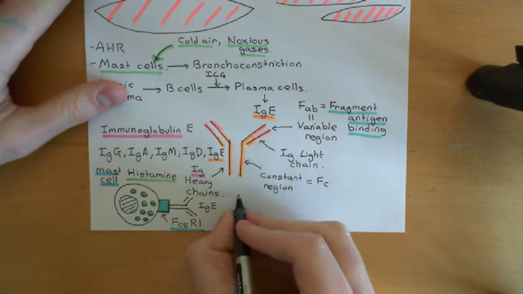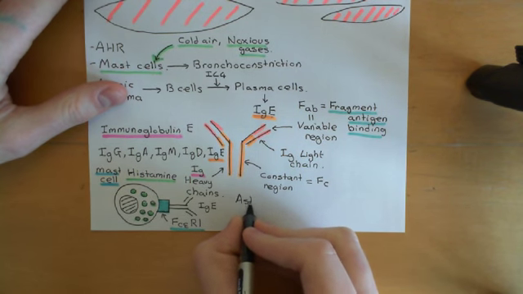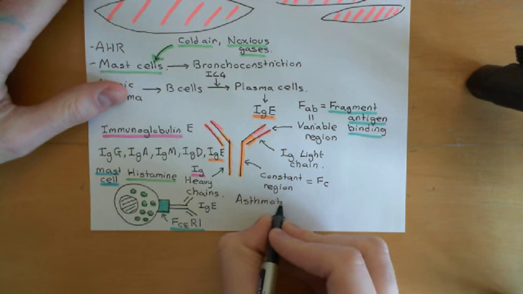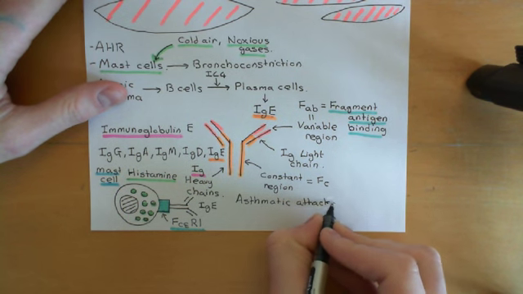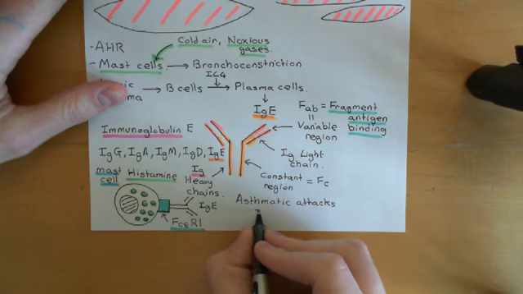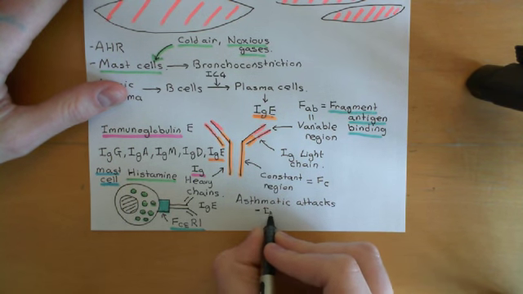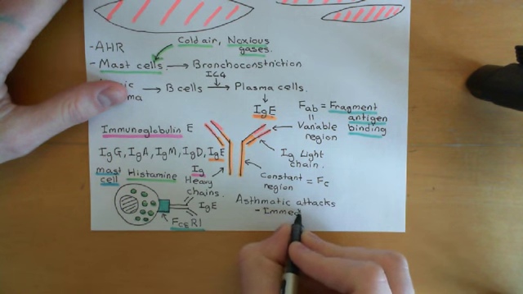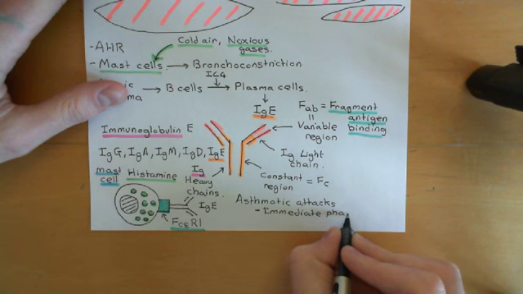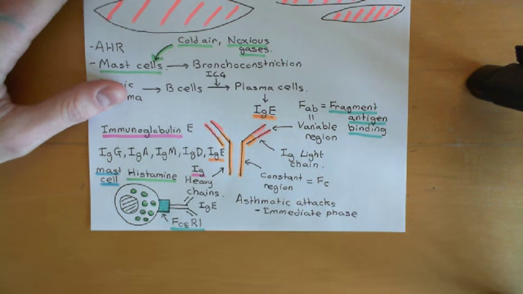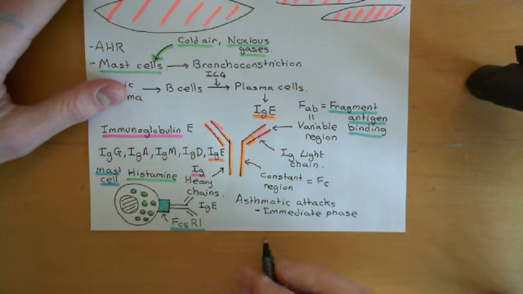I'll just write this down here. So asthmatic attacks can be divided up into two phases. There is the immediate phase, which occurs very quickly after the mast cells have been activated, and the immediate phase involves the actual bronchoconstriction. So the immediate phase is the scary phase, where the bronchi and bronchioles are constricting because the bronchial smooth muscle is contracting under the orders of these mast cells.